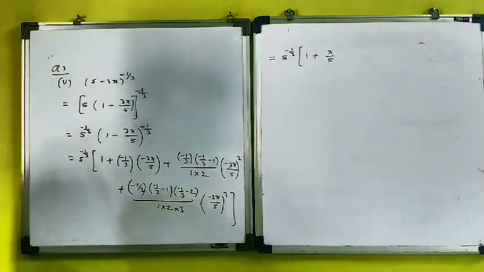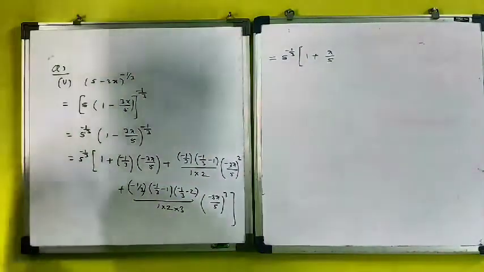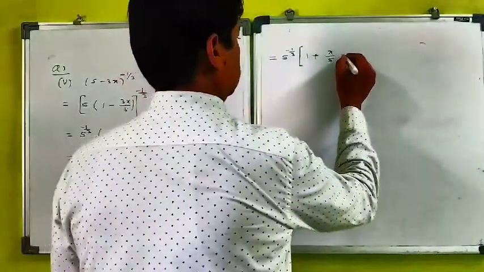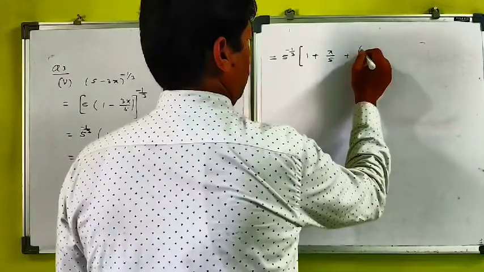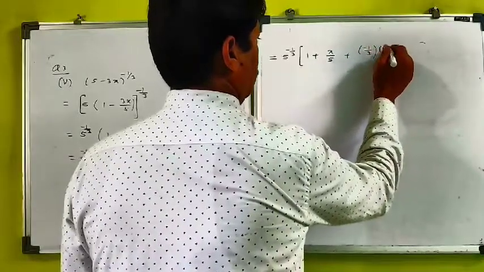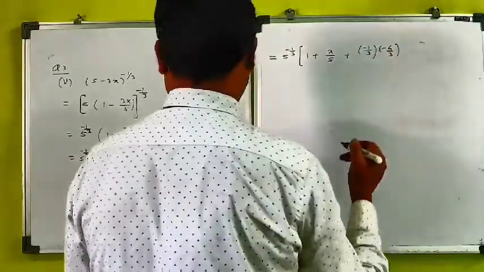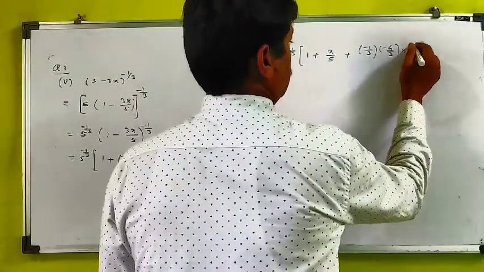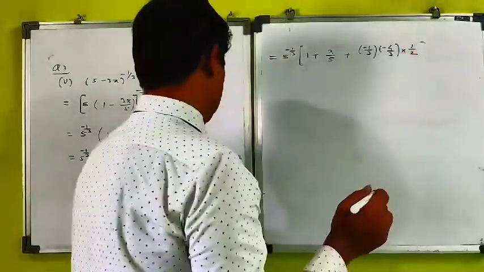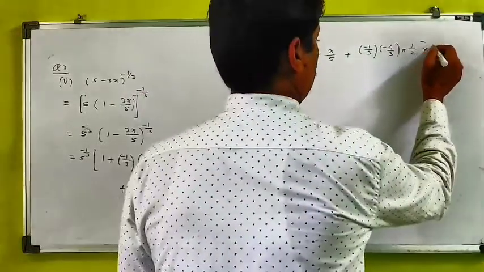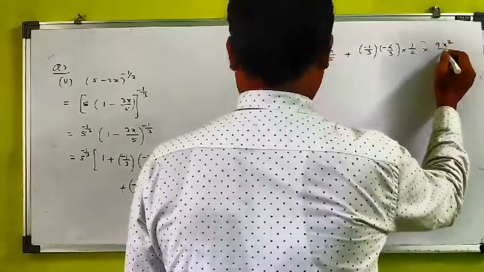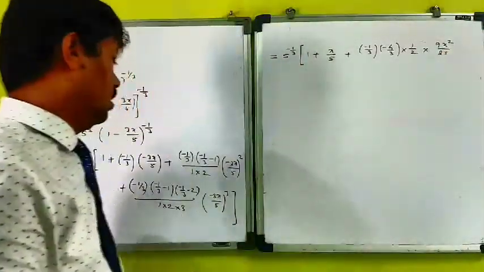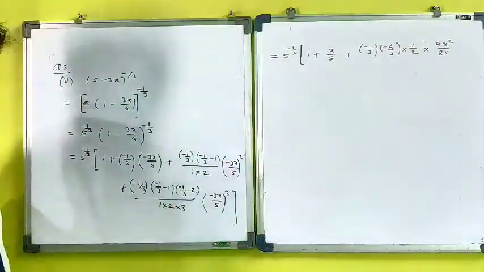To add that in that. So minus 1 upon 3 minus 4 upon 3. That is in fact minus 1 upon 3 into minus 4 upon 3 upon 2. So that we can say 1 upon 2 into 9x square upon 25, the square. So it's 9x square upon 25.